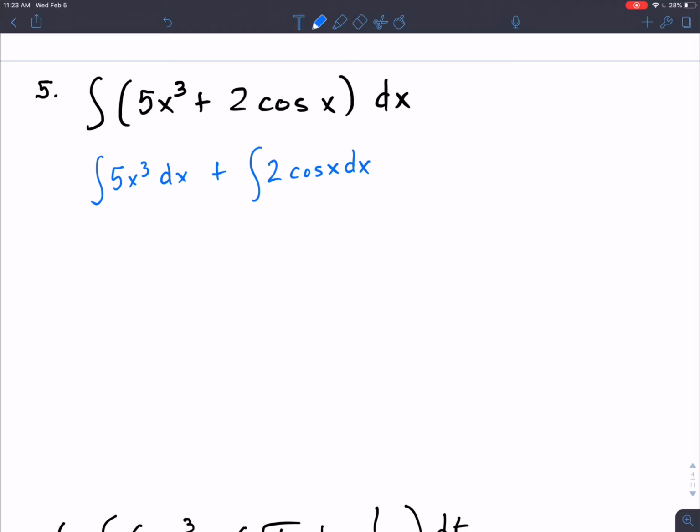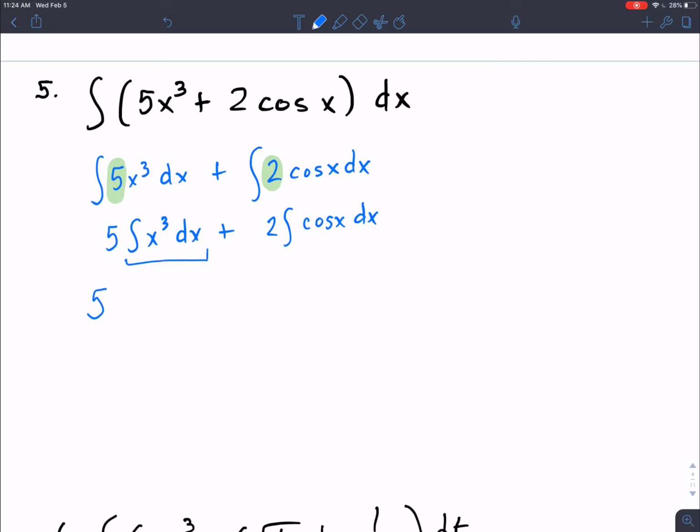The other thing we said we can also do, and I think I highlighted it in the first video, is pull these coefficients in front of the integral sign. So 5 integral x to the third dx plus 2 integral cosine of x dx. Alright, and now this puts this in the format that we've been using, so we're going to work with that one. So that's just going to be 5, and we're ready to evaluate this.